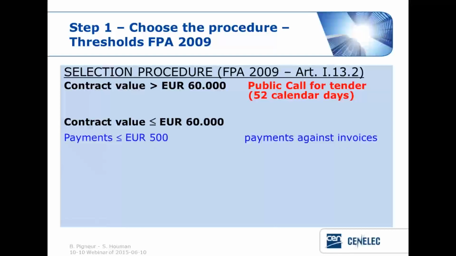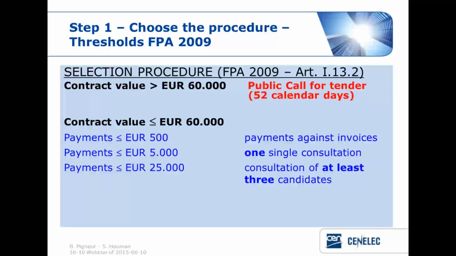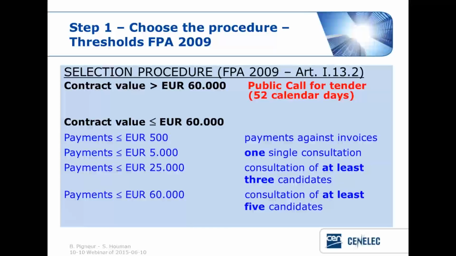For a contract value below 60,000 euro, and for payment below 500 euro, the payment will be done against an invoice simply. For contract value below 5,000 euros, so between 500 and 5,000, you have to do only one consultation. So if you contact only one organization, it's enough. Between 5,000 and 25,000, you need to do a consultation of at least 3 candidates. And between 25,000 and 60,000, a consultation of at least 5 candidates.